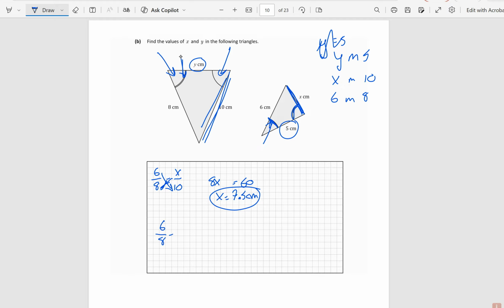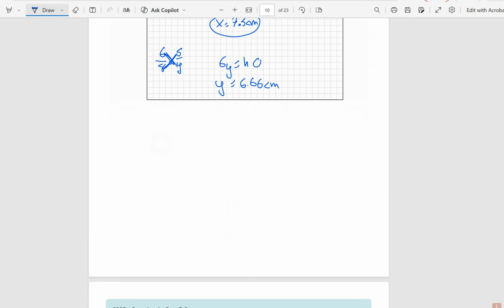We do the same with the other one. 6 over 8 equals 5 over y. Cross multiply, we get 6y equals 5 by 8, which is 40. Then divide by 6. So y equals 6.66 centimeters. Okay, let's keep going.